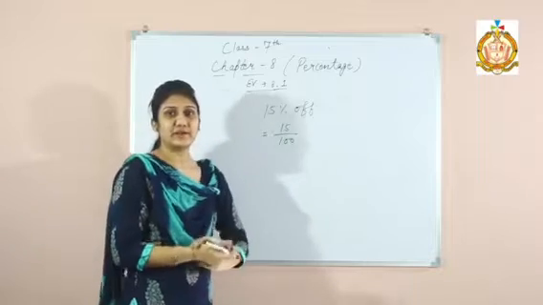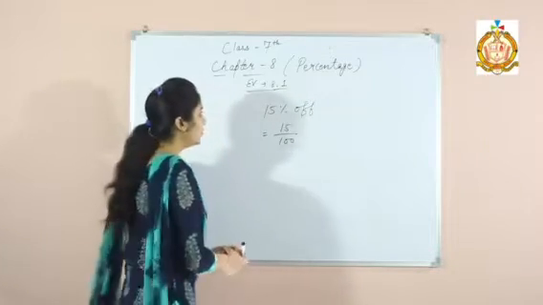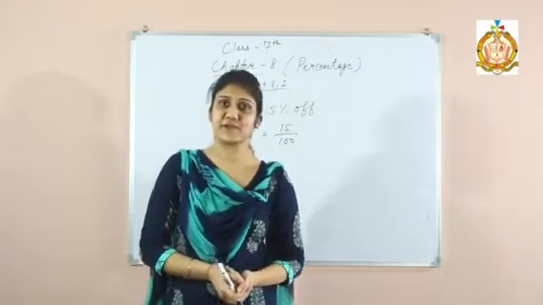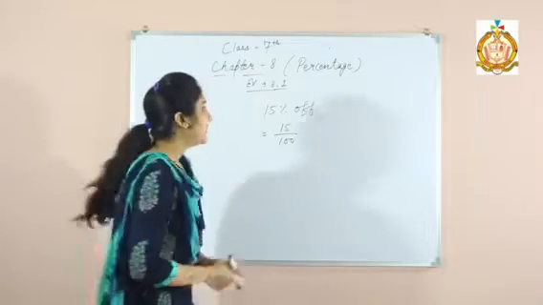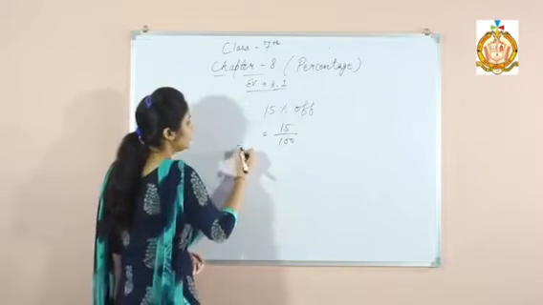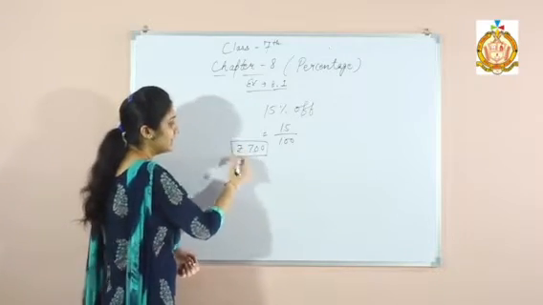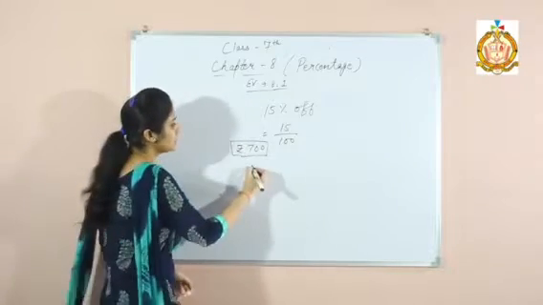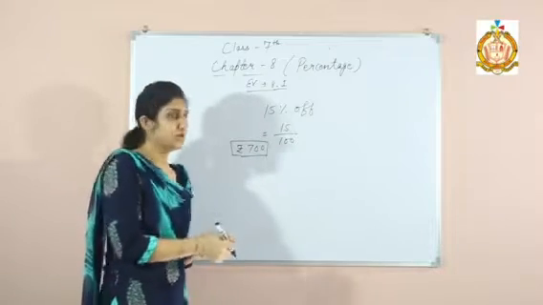But the price of the article may be different. Suppose the price of the article is 700 rupees. So to calculate how much amount we have to pay, we have first to calculate what is the 15% of 700 and then we will subtract it from the 700. So let us assume an article is sold at the rate of 700. So we have to calculate if the article is at a discount of 15%, then how much amount we have to pay.